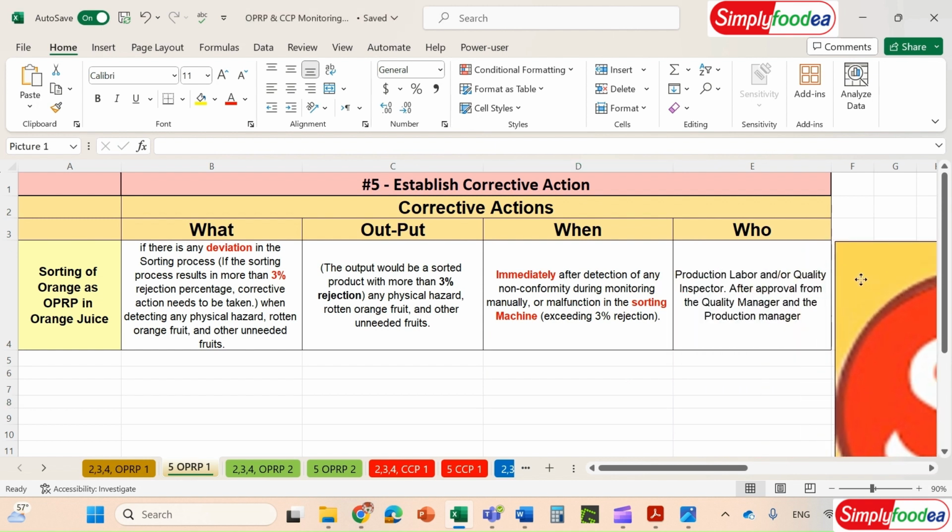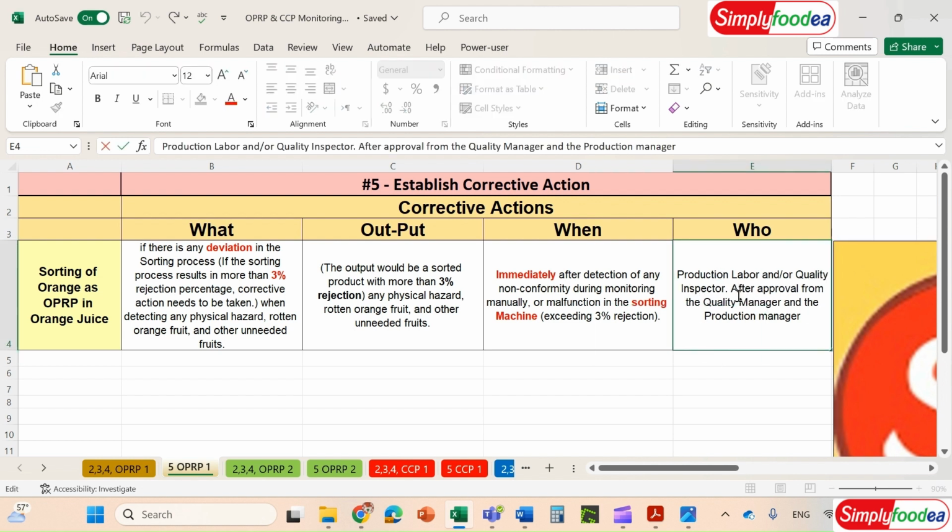Okay, who is responsible for establishing this corrective action? For our example, the production labor and/or the quality inspector, after approval from the quality manager and the production manager. Why must these two approve? Because there must be a trend on an annual basis, while you are reviewing all your OPRPs and CCPs in the annual review of the HACCP plan, to review the overall trends of the HACCP plan. So this is the establishing of the corrective action.